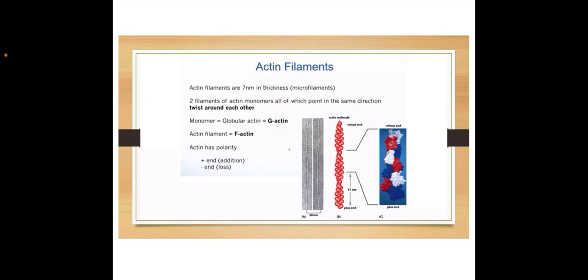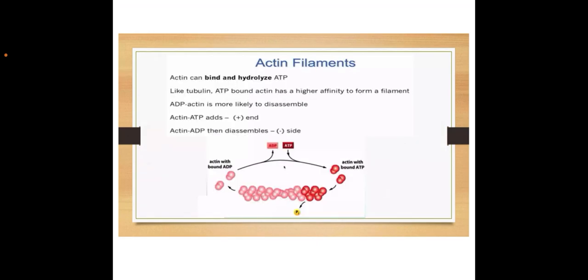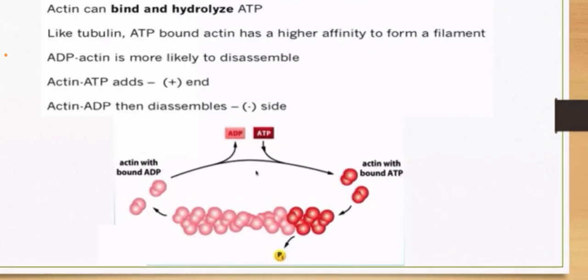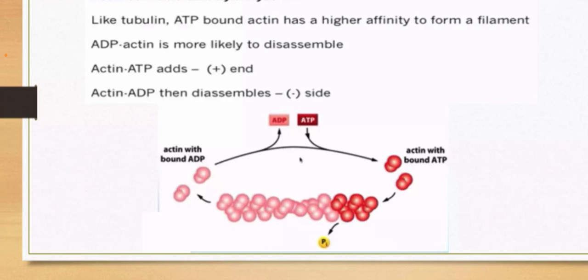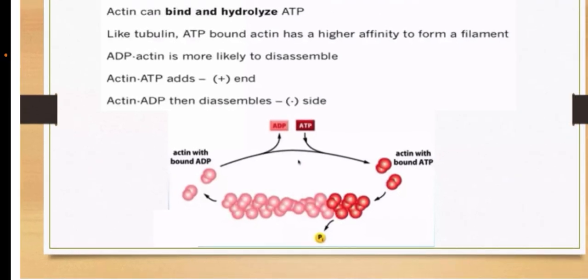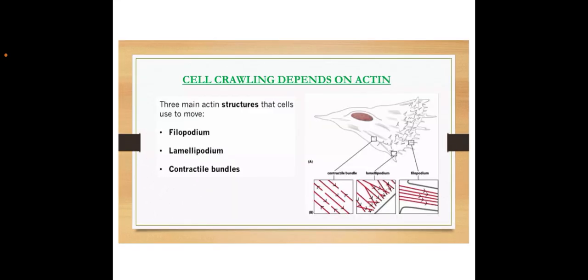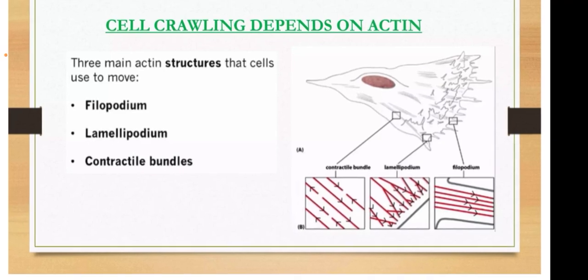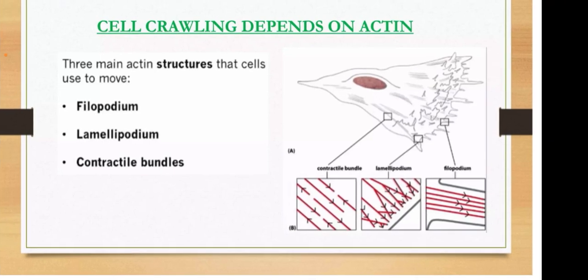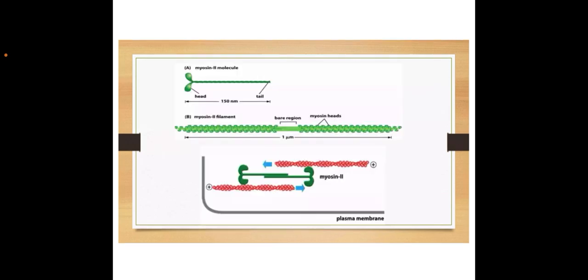So the actin filament is formed. The monomer is G-actin, and the actin filament, F-actin, has a polarity due to the plus end and the minus end. Actin filaments bind and hydrolyze ATP like that. If ATP binds with the actin, that will form the structure of the microfilament. And if ADP is released and the structure binds with ADP-actin, that will form the minus end or lower end, which is the pointed end. Filopodium, lamellipodium, and contractile bundles provide the crawling movements to the cell. These are the movement-providing structures in the cells.